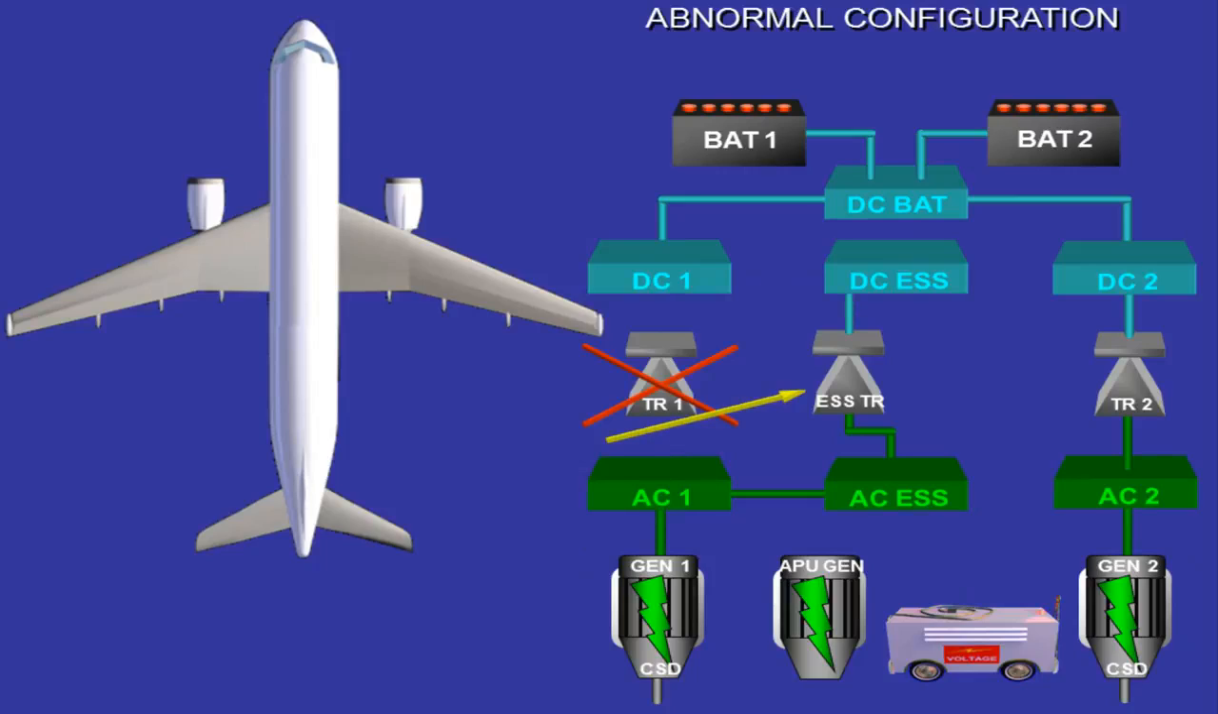The electrical system is also fitted with an essential transformer rectifier, essential TR, which supplies the DC essential bus in abnormal or emergency configuration. In abnormal configuration, loss of TR1 or TR2, the essential TR is supplied by the AC essential bus.